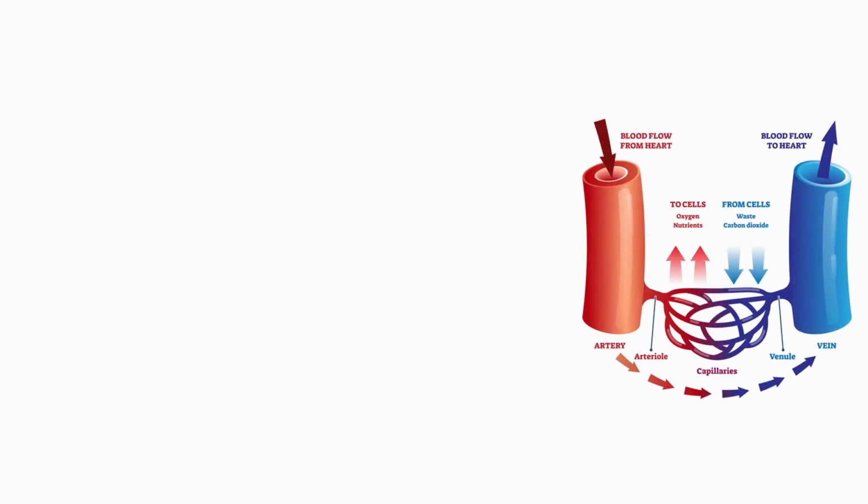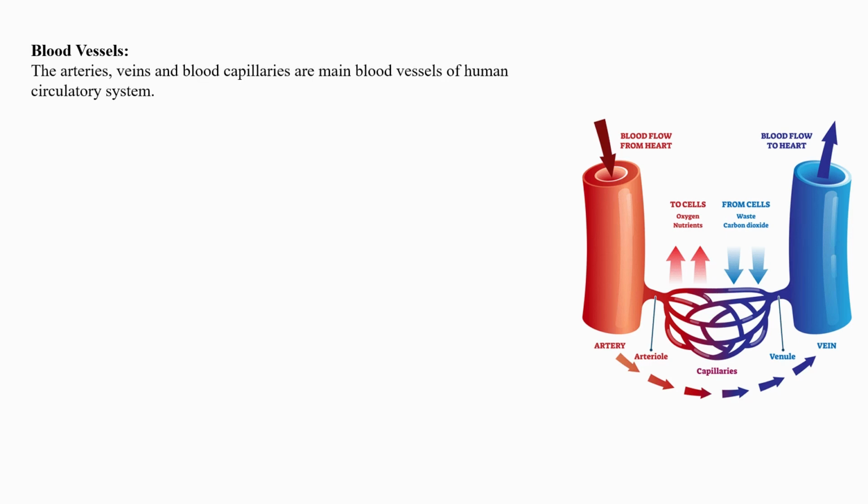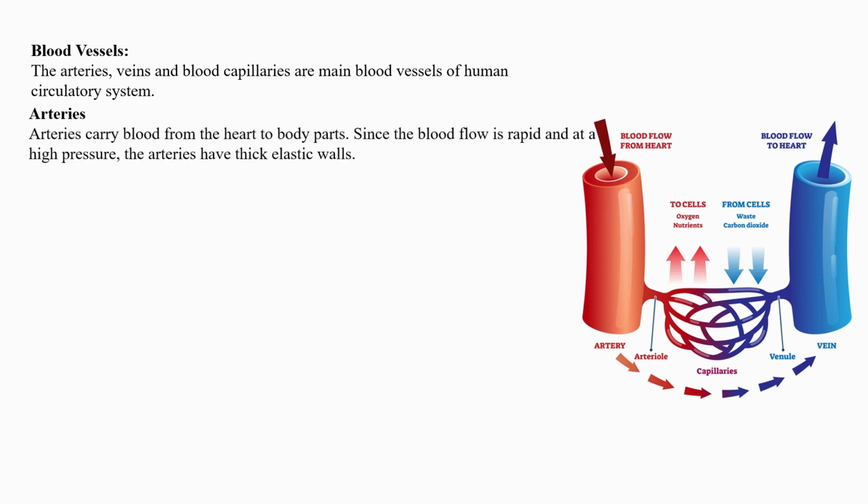Now let us learn the various types of blood vessels present in the human circulatory system. The arteries, veins, and blood capillaries are the main blood vessels of the human circulatory system. What are arteries? Arteries carry blood from the heart to body parts.